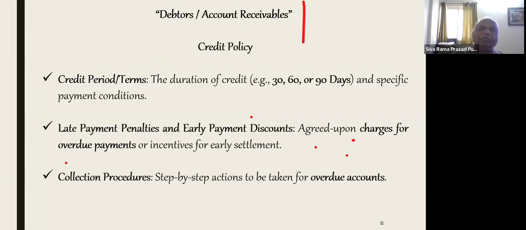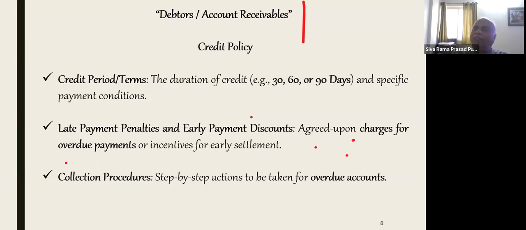Star Bazaar, we will give 60 days, or other company 90 days, or other company 30 days. So all these things are defined in the credit policy guidelines that are approved by the board of directors. And this policy will be circulated to both the marketing department as well as the finance department. Marketing department, whenever they are selling, they have to extend the credit. For that, they should know about the credit policy.